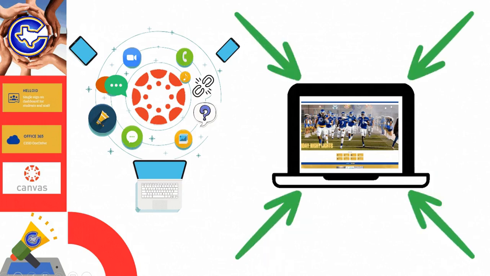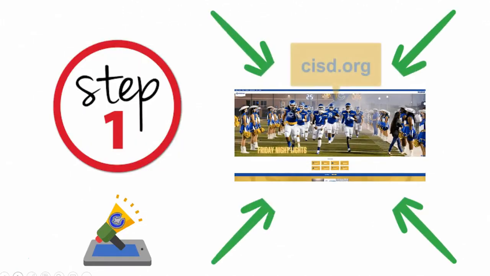The first thing is, when you are asked to log into the computer, you go to CISD.org. The next is, you must know how to log into your Hello ID, Office 365 every day, and that will take you into your Canvas account where you can access your assignments, contact your teachers, and receive contact from your teachers. So step 1, CISD.org.